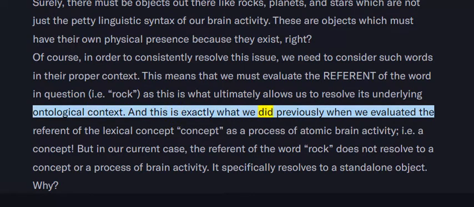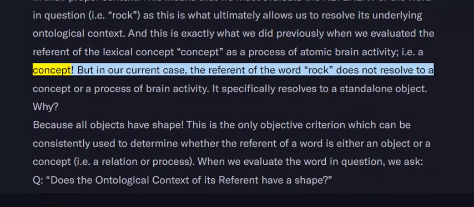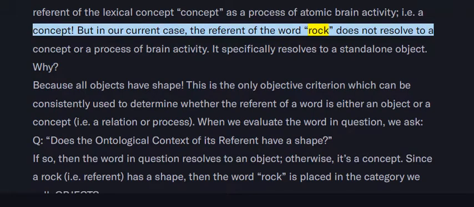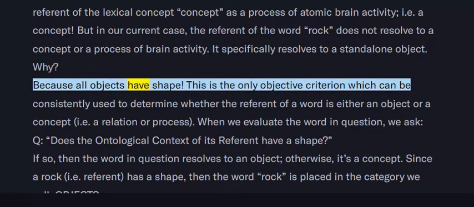And this is exactly what we did previously when we evaluated the referent of the lexical concept as a process of atomic brain activity, i.e. a concept. But in our current case, the referent of the word rock does not resolve to a concept or a process of brain activity. It specifically resolves to a standalone object. Why? Because all objects have shape.